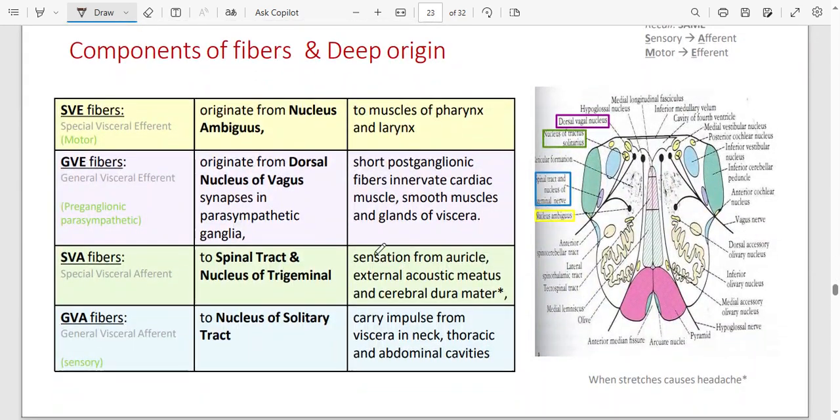When you look at the nuclei, you have the nucleus ambiguus, which goes to the pharynx and the larynx. You have the dorsal nucleus of the vagus, and this one will give short postganglionic fibers which innervate the heart, smooth muscles and glands. Spinal tract and the nucleus of trigeminal is another nucleus, for sensation from the auricle, external acoustic meatus, and the dura mater. Nucleus of solitary tract carries impulses from the viscera.